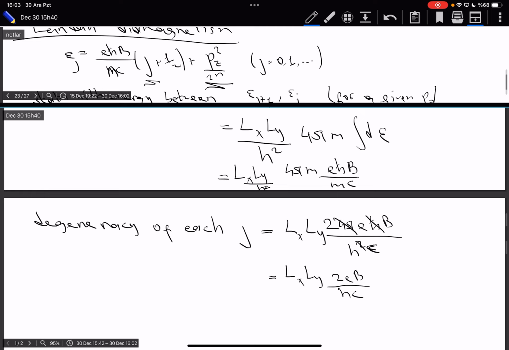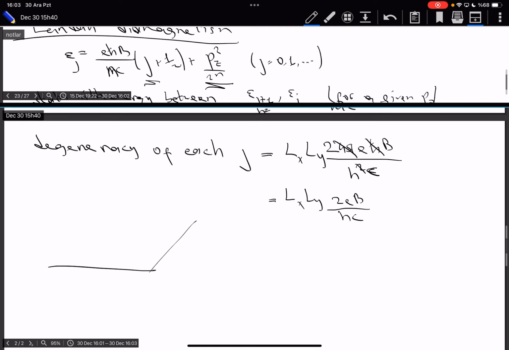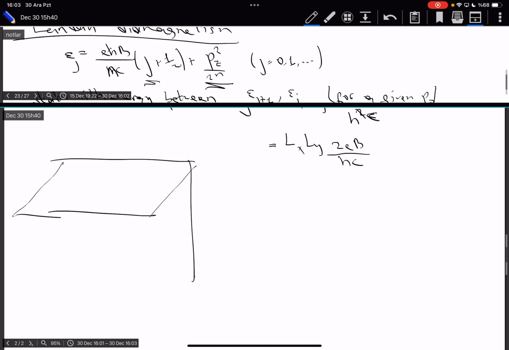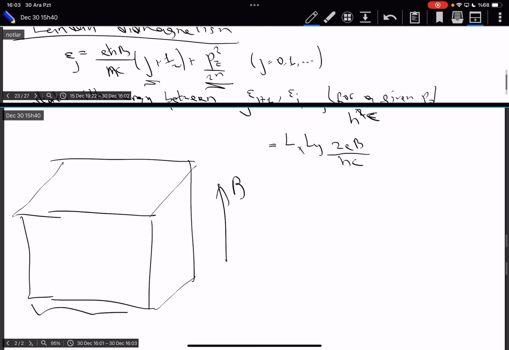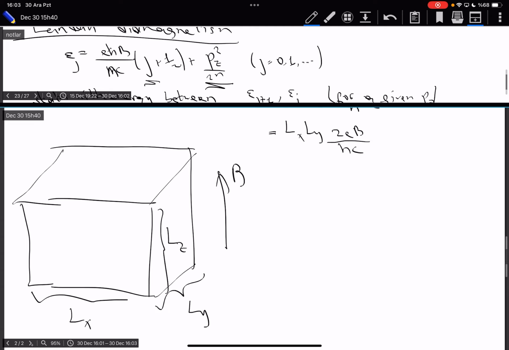Lx and Ly are just the lengths in physical space. Well, you see, this is my volume. This is the magnetic field. This is Lx, this is Ly, this is Lz. This is the volume where the thing happens. My gas is within a volume. Lx Ly is basically the cross-sectional area perpendicular to B. It doesn't even have to be actually cubic or rectangular.